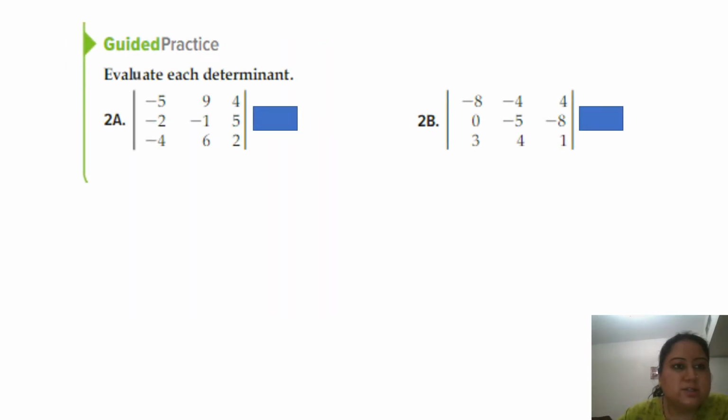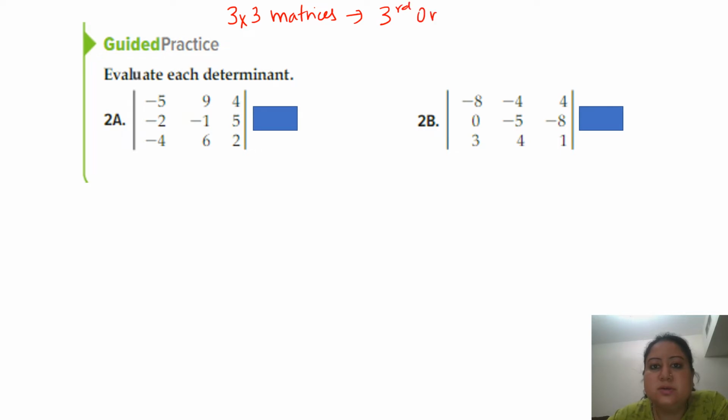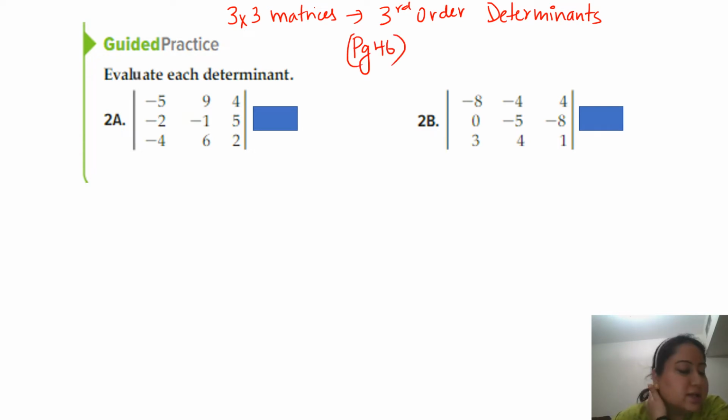Okay, so now let's do third order determinants. These are 3 cross 3 matrices, where there are 3 rows and 3 columns, and you get a third order determinant. Now I'm going to teach you how you can evaluate or find the value for these 3 cross 3 determinants. This information is given in your math book on page 46.